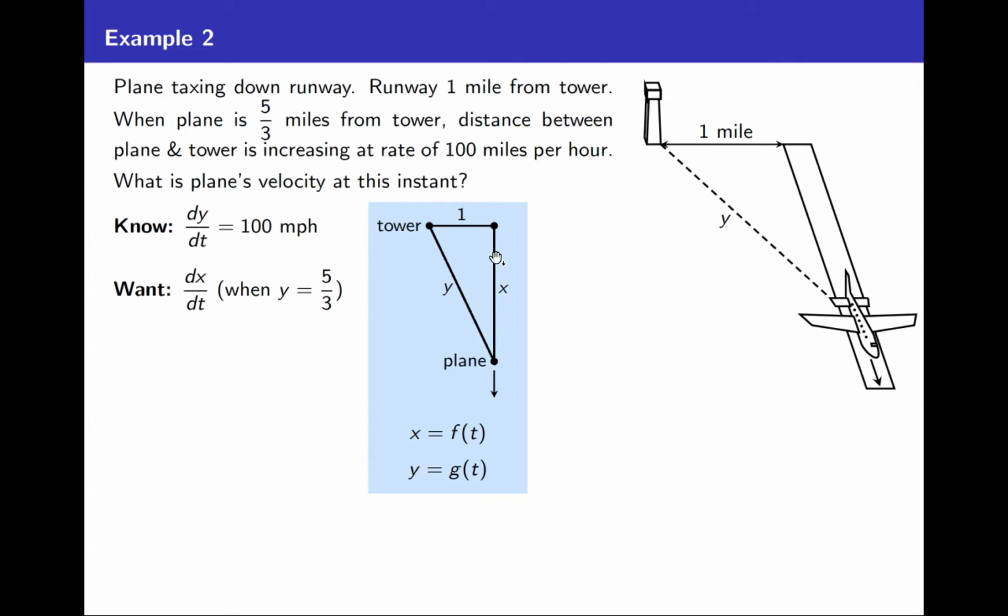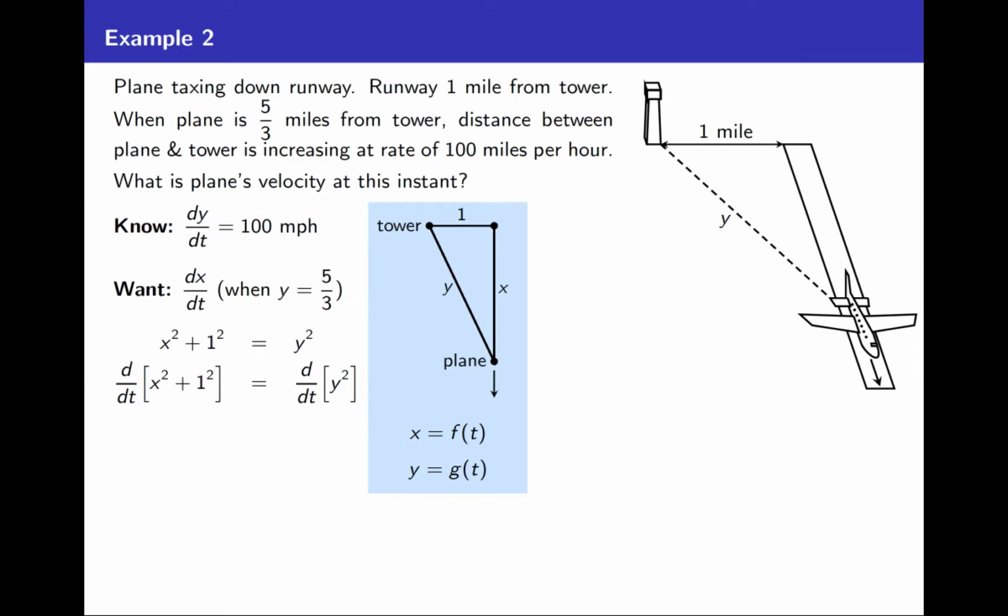Looking at this picture, x and y are sides of a right triangle. x is a leg of this right triangle, and y is the hypotenuse. So we can easily get an equation relating x and y. It's the Pythagorean theorem. The Pythagorean theorem says that x squared plus 1 squared equals y squared. So that's our equation relating these two quantities, x and y. Now remember, x and y are functions of time. So in this equation, you have f of t squared plus 1 equals g of t squared. You have two functions of time on each side, and they're equal to each other.